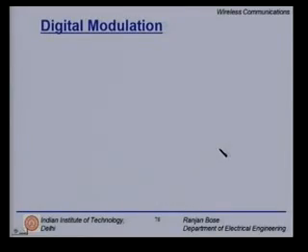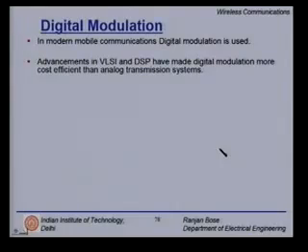Now, let us start with digital modulations. In modern mobile communication, digital modulation is used. Advancements in VLSI and DSP have made digital modulation techniques more cost-efficient and more useful than analog transmission systems. They had been invented a long time back, but the advances in VLSI technology, the high-speed chips, low-power designs together have helped realize the more modulation techniques.